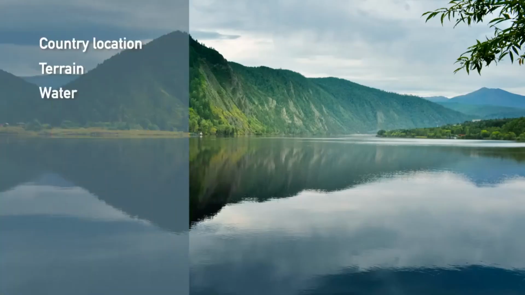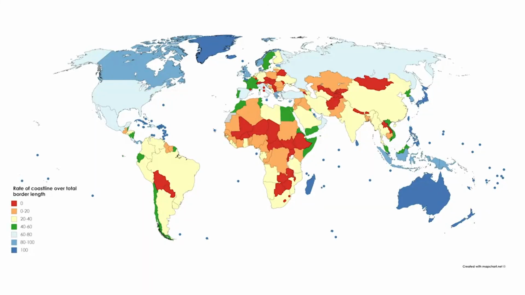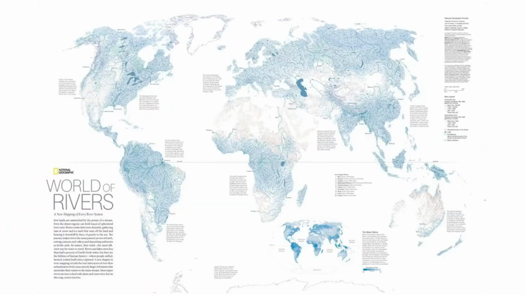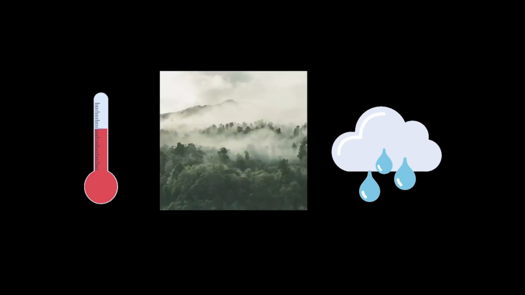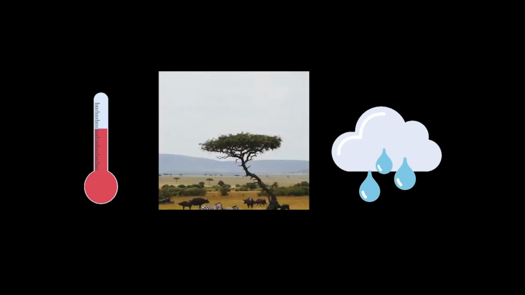I also looked at water, how much coastline a country has, how far are most of the land from the water, also the amount of lakes that a country has. Furthermore, I looked at climate. Temperature and precipitation are the two main factors, but also the combination of the two, which creates different climates like the desert, rainforests, polar regions, etc., etc.